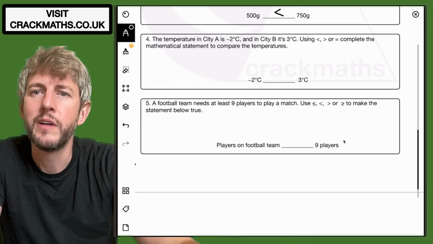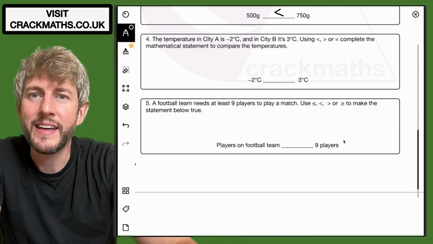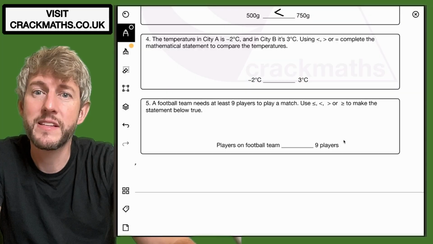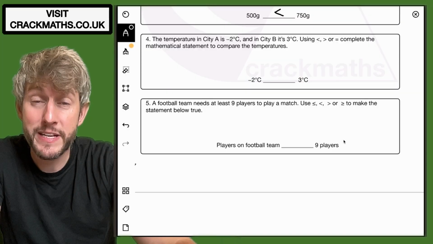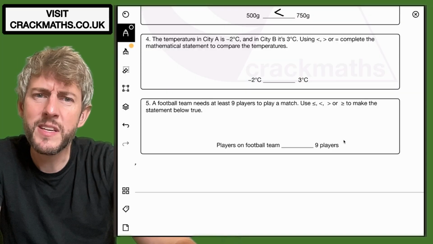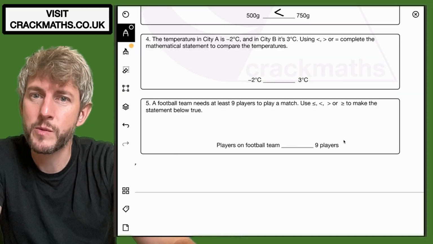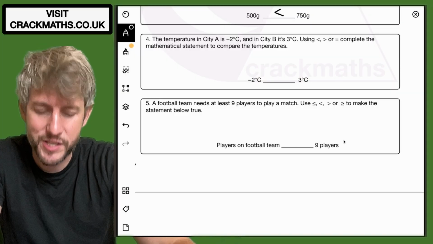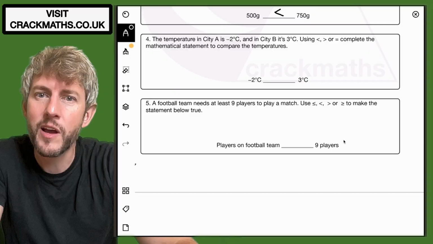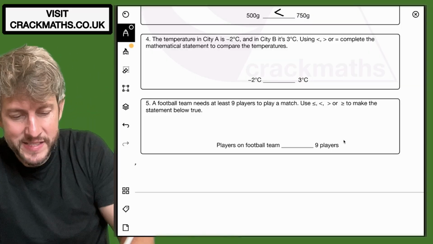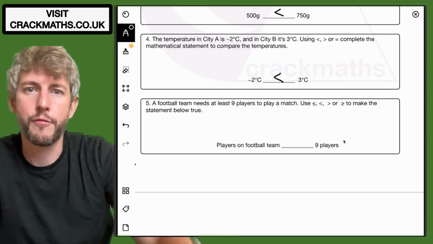Question 4. The temperature in city A is negative 2 degrees Celsius and in city B it's 3 degrees Celsius. Using these symbols, complete the mathematical statement that compares the temperatures. So -2 is less than 3.